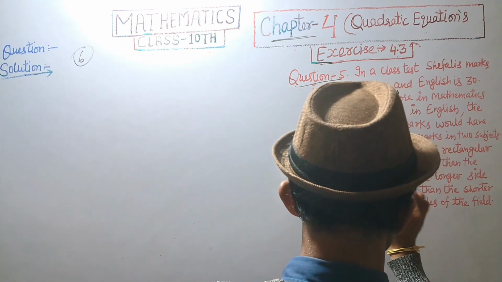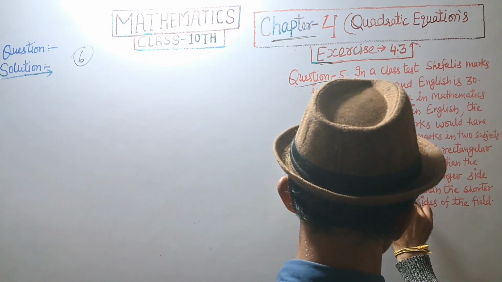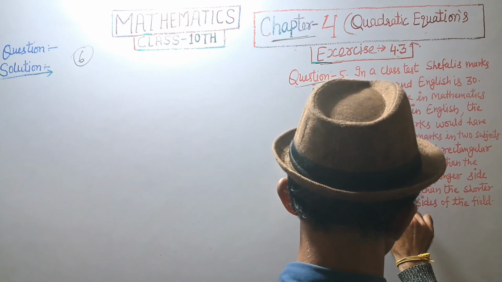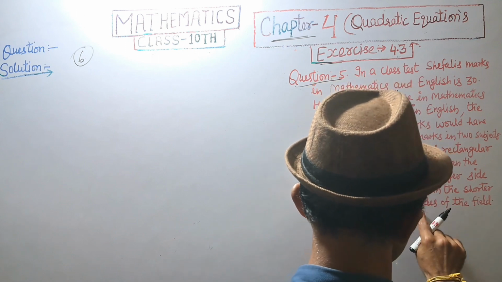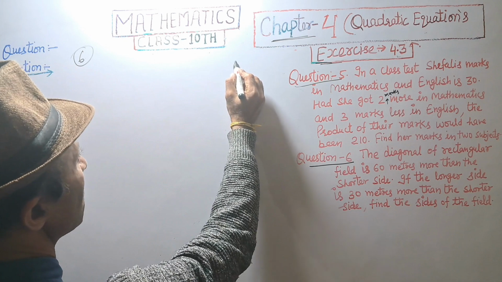Question number 6. The diagonal of a rectangular field is 60 meters more than the shorter side. If the longer side is 30 meters more than the shorter side, find the sides of the field.